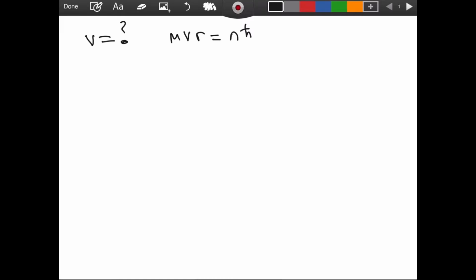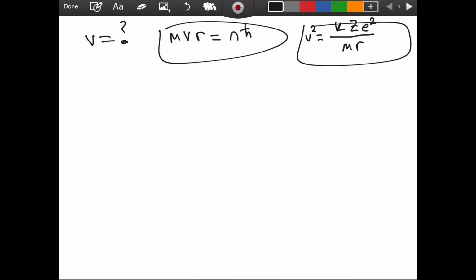So we have this formula, and also in that video I showed that V squared is equal to K, Coulomb's constant, times Z, the atomic number, times e squared, the elementary charge squared, the charge of a proton, or the magnitude of the charge of an electron, you can call it that, over the mass of the electron and the radius. So we got these two from the previous video, which I really suggest you watch, because otherwise this video is pointless basically. You need to know where these two come from.